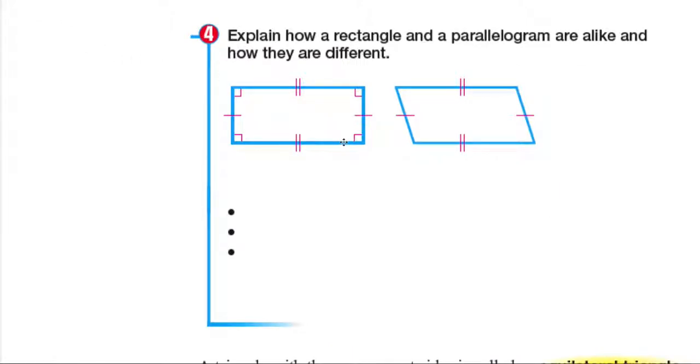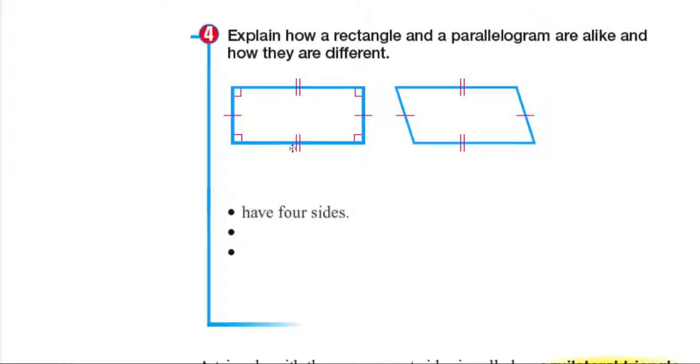Okay? Take a look at example number 4. Explain how a rectangle and a parallelogram are alike and how they are different. Okay, let's observe our rectangle and our parallelogram. We know that opposite sides of both a rectangle and a parallelogram are congruent to each other. And we know that opposite sides are also parallel. This side is parallel to that side. This side is parallel to that side. But the difference is that in a rectangle, you have right angles, but you don't have that in a parallelogram.